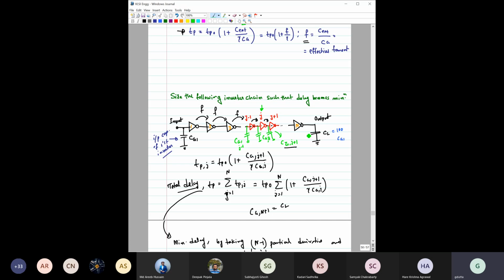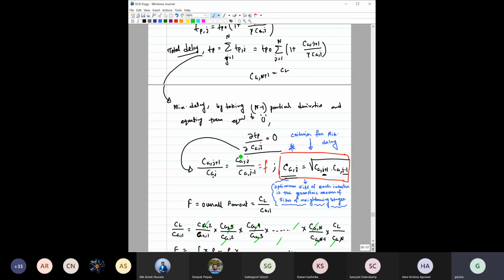Now we have to minimize the delay. So how can you do that? You have to take the n minus 1 partial derivatives and make each derivative equal to 0. If you do that for the jth stage, you will get this condition. That means Cg of j would be equal to the root of Cg of j plus 1 into Cg of j minus 1. That means it is the geometric mean. Similarly, if you do it for j minus 1, j minus 2, j plus 1, j plus 2, you can get this type of criteria.